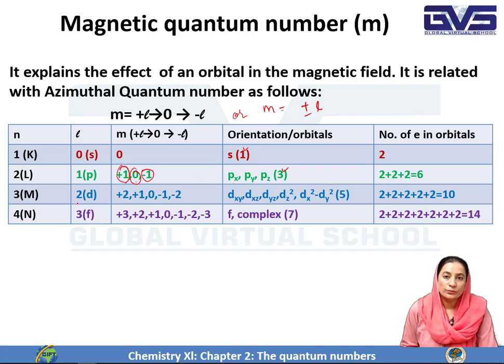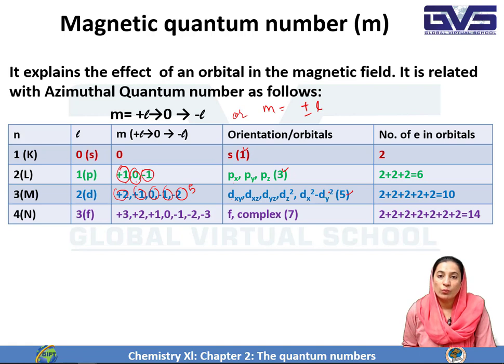When L is 2, that is for D, then m is plus minus 2: plus 2, plus 1, 0, minus 1, then minus 2. So these are a total of 5: 1, 2, 3, 4 and 5. It means the D subshell has a total of 5 orbitals and 5 orientations in space, like dxy, dyz, dxz, dz square, dx square minus dy square. So a total of 5 orbitals in the D subshell.